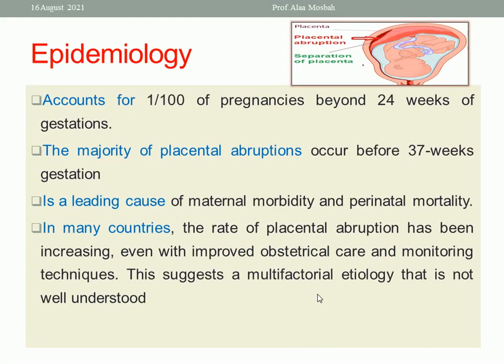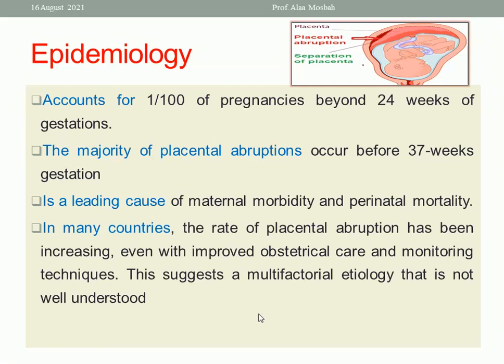What about the epidemiology? 1 in 100 pregnancies beyond 24 weeks gestational age. The majority of placental abruptions occur before 37 weeks gestation. It is a leading cause of maternal morbidity and perinatal mortality. It's very important, really. In many countries, the rate of placental abruption has been increasing even with improved obstetrical care and monitoring techniques. This suggests a multifactorial etiology that is not well understood.